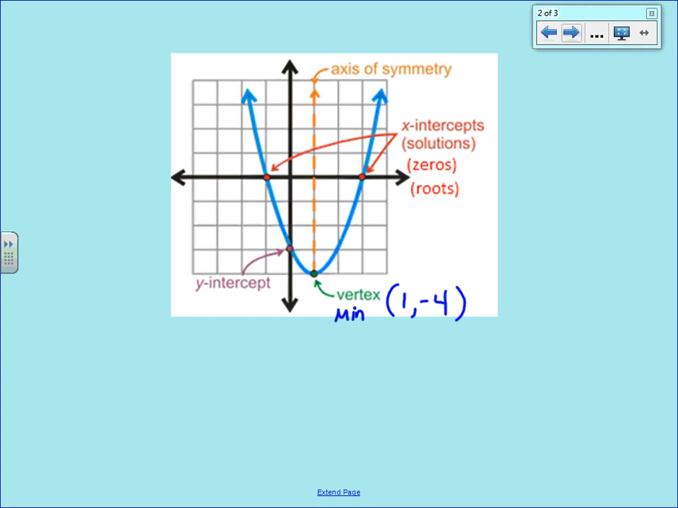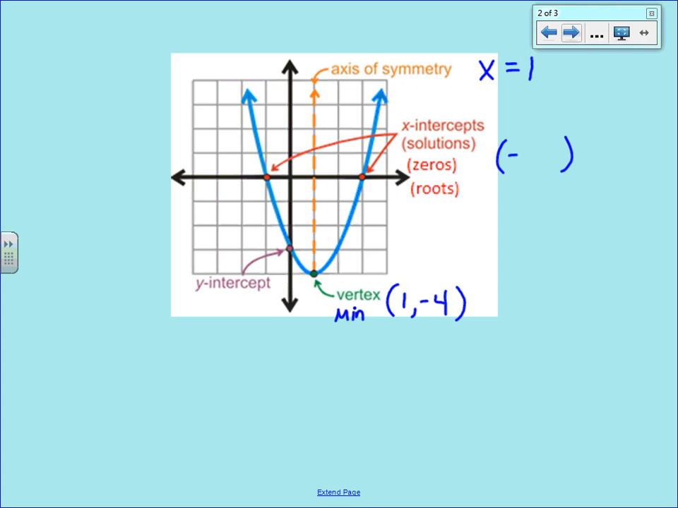The axis of symmetry, notice, is that dashed line. Now it kind of ends, but that's really just because the graph stops, but we know that a line does continue forever, so we could actually extend that dashed line and put arrows at the end there. But it is an equation, and we did say it's x equals, and because the x coordinate of the vertex is 1, the equation for the axis of symmetry is x equals 1. So we'll label that. Looking at the x-intercepts, which we also refer to as solutions or zeros or roots, we do have 2 of them, and they can easily be seen here on the graph.